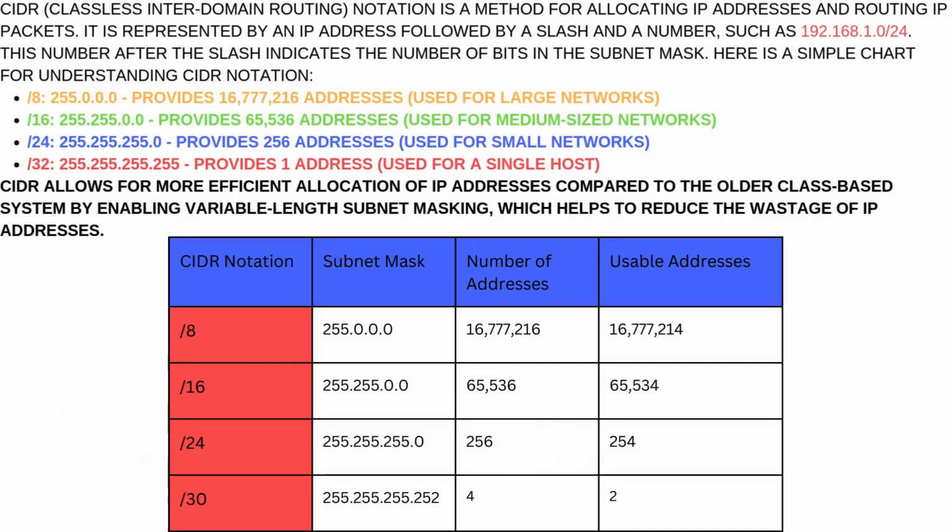To make IP addresses more flexible, we use CIDR notation, or classless interdomain routing. It allows us to break away from the strict class system and allocate addresses based on need. For example, 192.168.1.0/24 means the first 24 bits represent the network, while the remaining bits identify individual devices within that network. This flexibility is crucial for efficient network management. CIDR helps in optimizing the use of IP addresses, making networks more scalable and easier to manage.